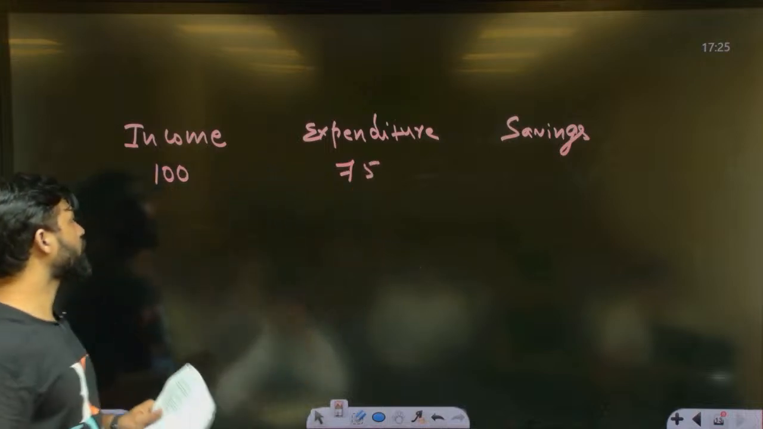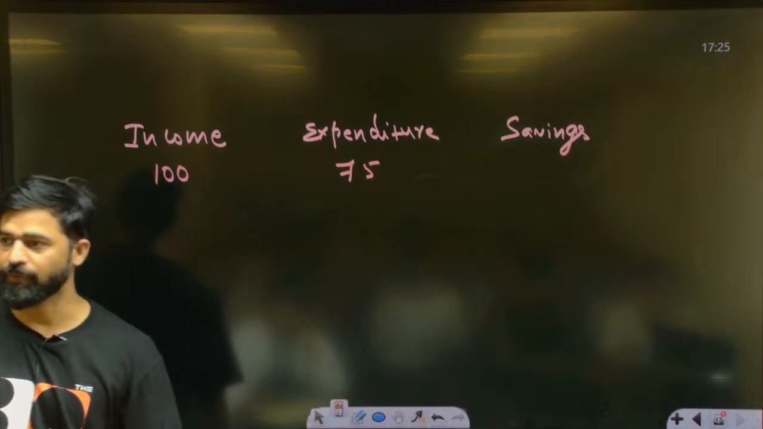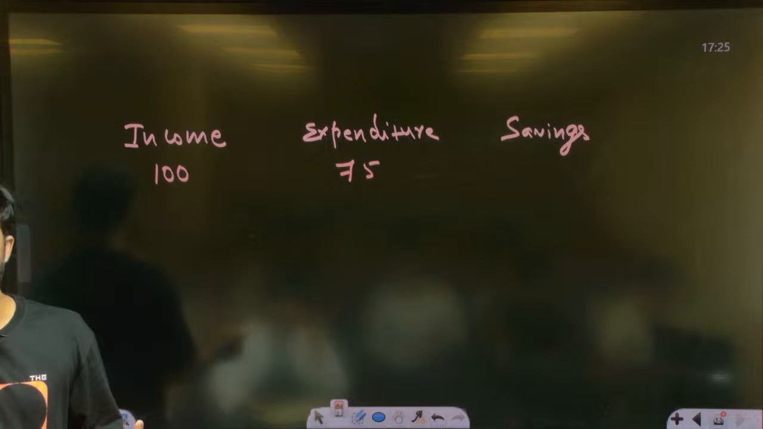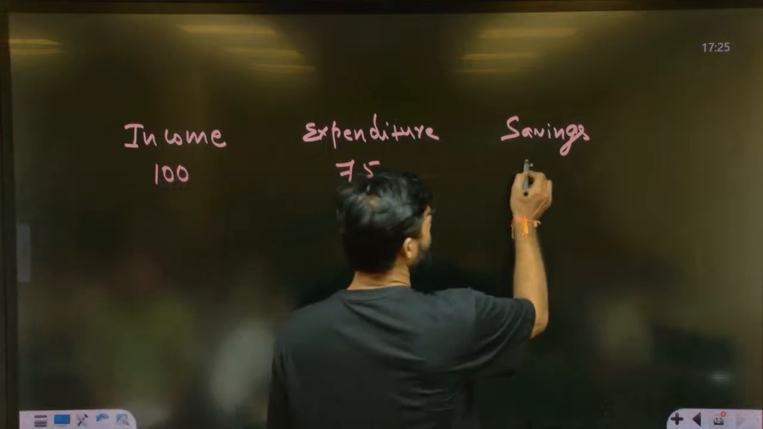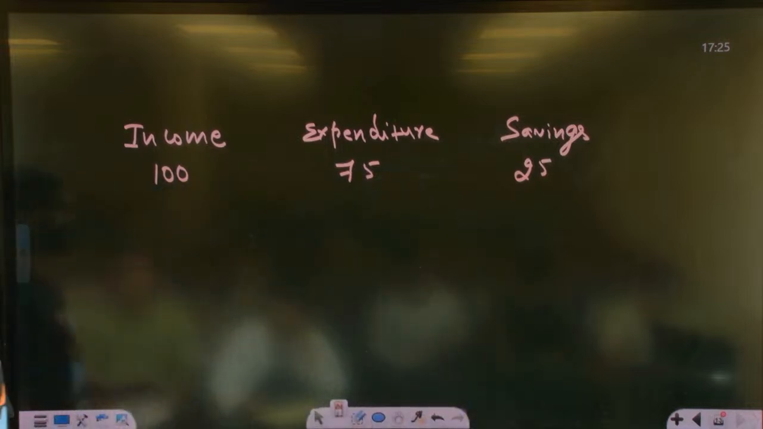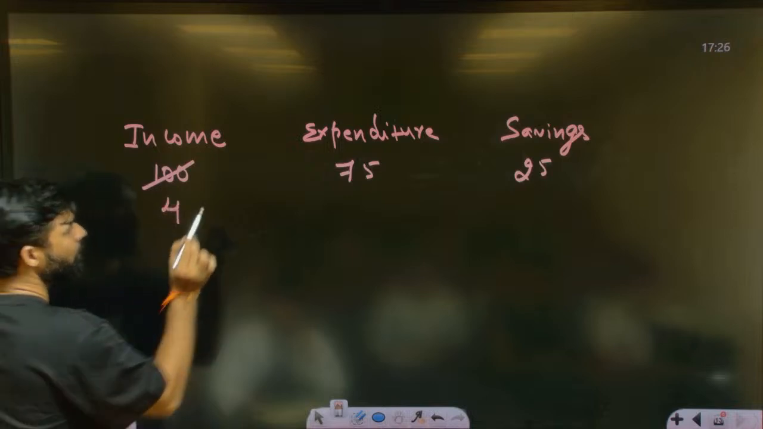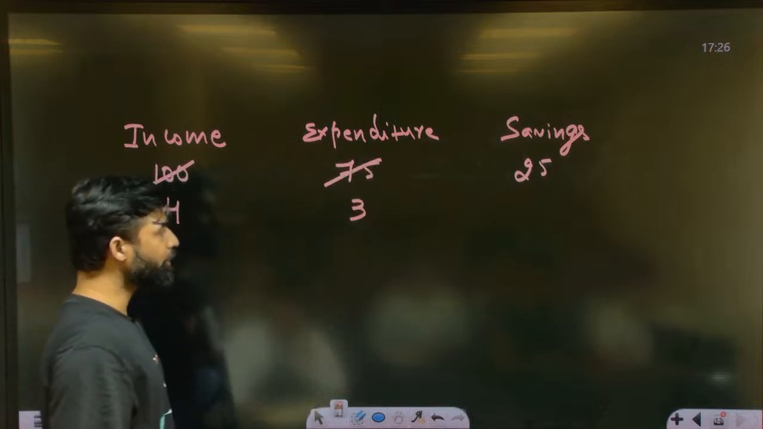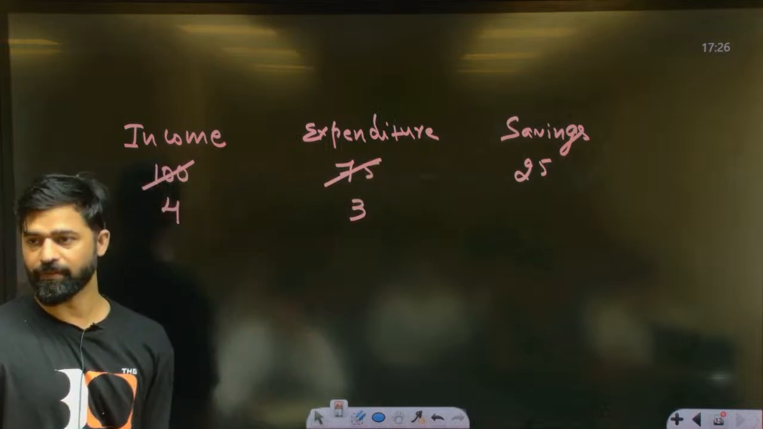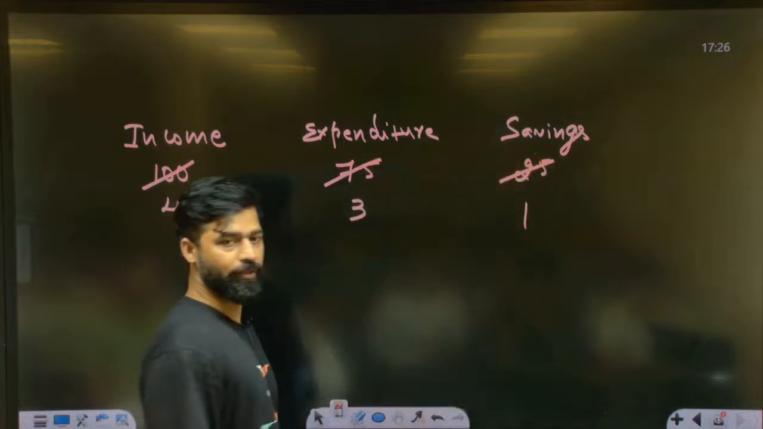So he had 100 rupees or 100 units as income. Out of that he has spent 75 units. So what is left with him? 100 minus 75. The left amount is savings. Any problem in this? Okay. Now these three numbers are in proportion. All three numbers are divisible by 25. If I divide 100 by 25, 25 into 4, 25 into 3. And the difference between income and expenditure will be savings. So 4 minus 3 will be 1. And if you divide 25 by 25, it will be 1.